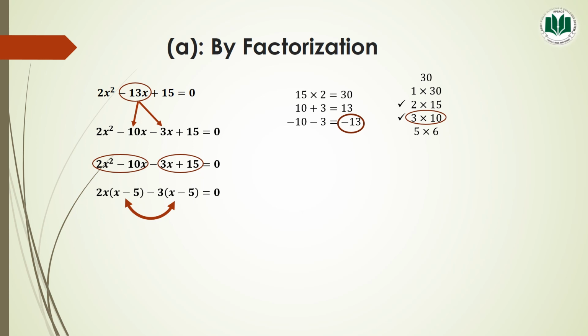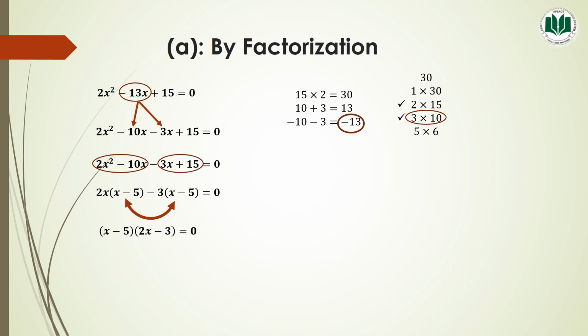Now by taking common (x minus 5), we are left with (2x minus 3) equals 0. So (x minus 5) into (2x minus 3) equals 0 are the required factors of the given quadratic equation.